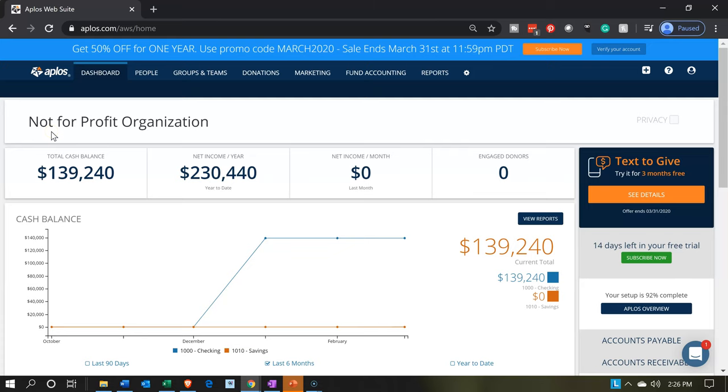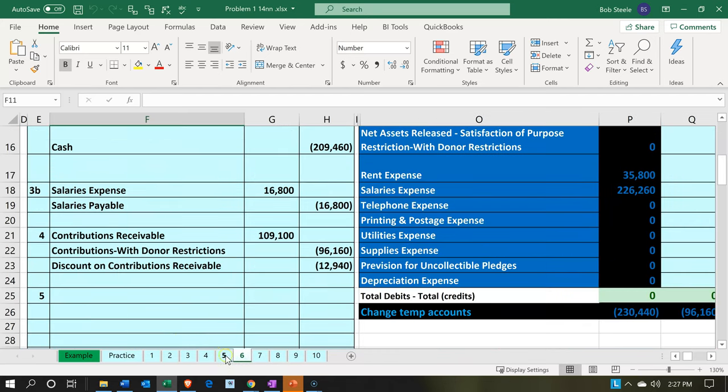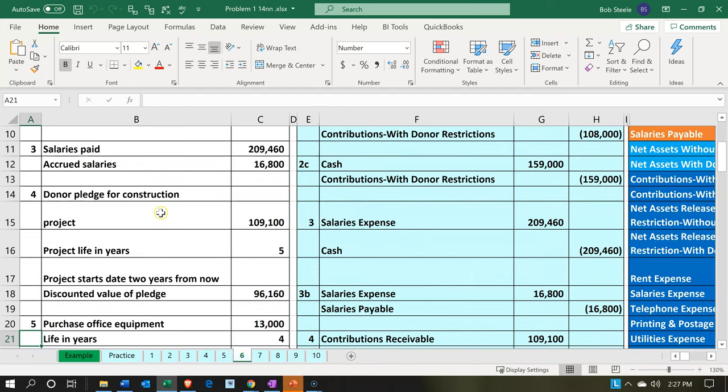Here we are on our not-for-profit organization dashboard. We're going to go on down to Excel to see what our objective will be. We're going to be moving on over to tab number 6. So we're on tab number 6. Let's go take a look at our items over here. Number 4. We're on Tab 6, Number 4. And then we have the donor pledge for construction project.